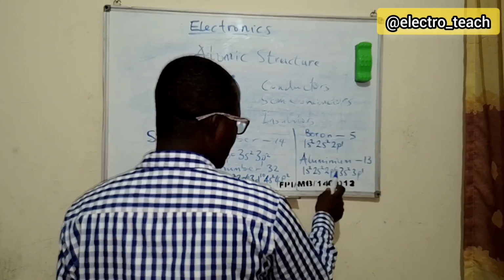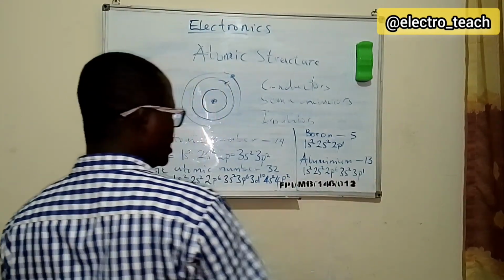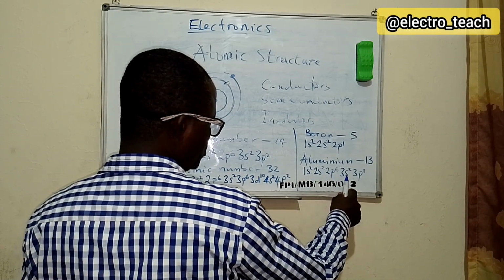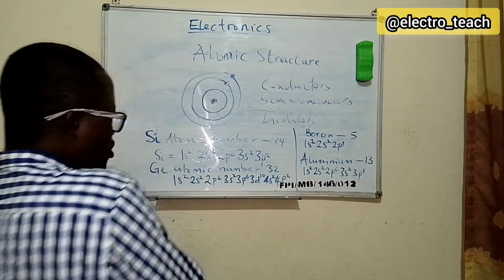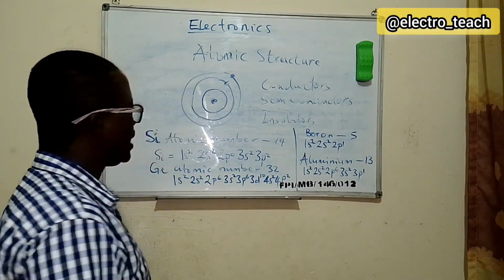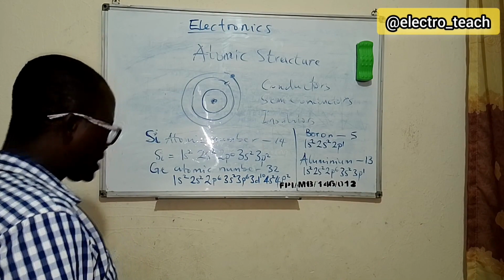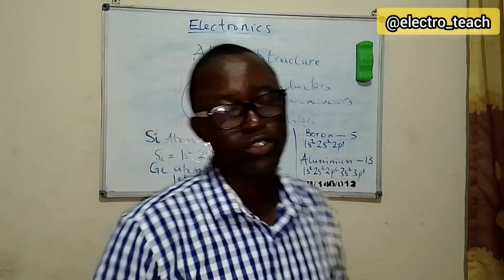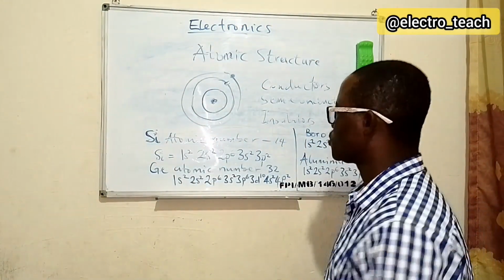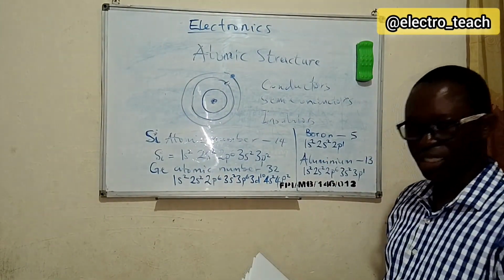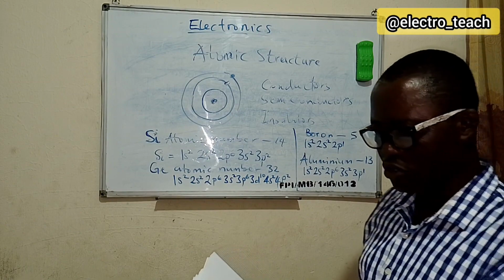So the powers of the letters, they are the electrons, while the 1s, 2s, 2p, 3s, and so on, they are the orbitals. They are shells on which electrons exist in the atom. So that is the electronic configuration of the important elements on the periodic table that are of interest to us in electronics. So we have silicon, we have germanium, we have boron, we have aluminium. So these are their electronic configurations.